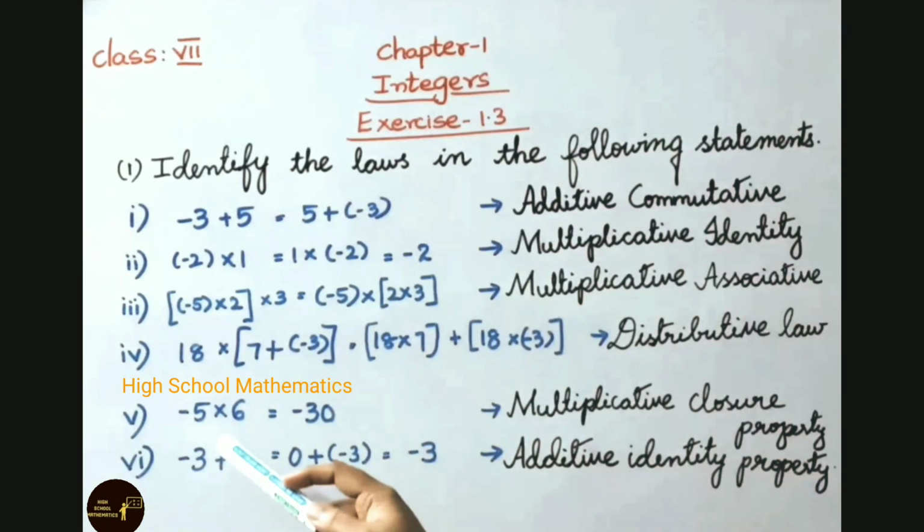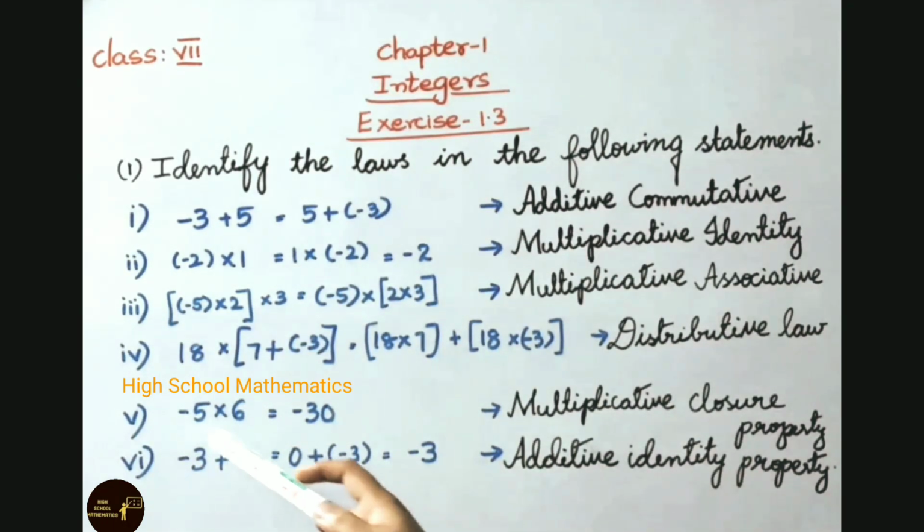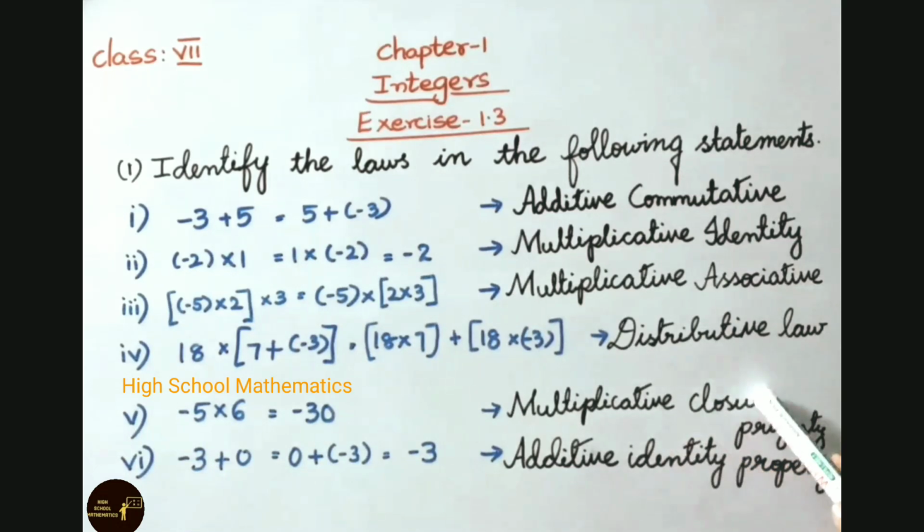See now the fifth one, minus 5 into 6 equals minus 30. See here a into b, that is minus 5 into 6. These both are integers. Their product is also an integer. So it is here multiplicative closure property or closure property under multiplication.